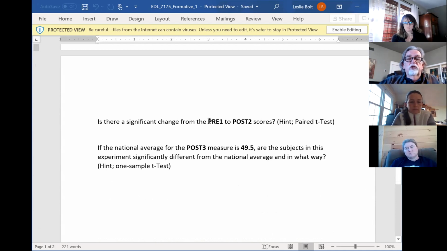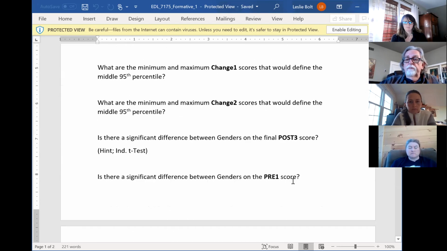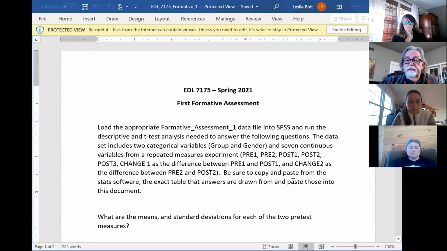Is there a significant change from pre-1 to post-2, paired t-test? And if the national average post-3 measure is 49.5, are the subjects in this experiment significantly different from the national average, one sample t-test? So it's just a little practice and running those things on a new data set. And remember, you just need to get this done before class. You don't have to submit it.